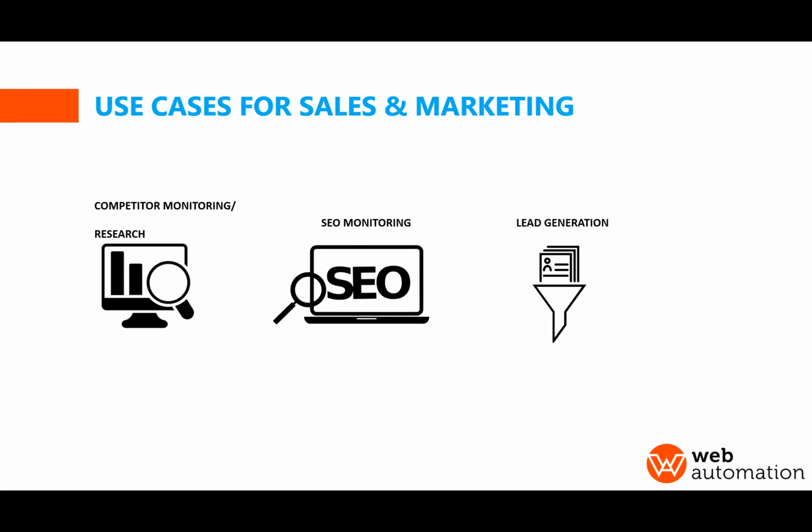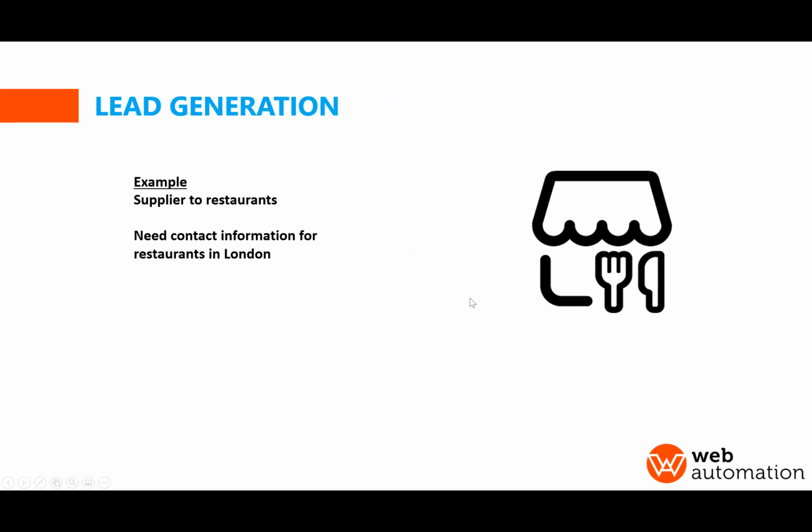And of course, lead generation, which is the primary use case for sales and marketing. So if you want to build up a list of contact information to run campaigns, to promote or sell your product, web scraping is the cheapest way to do lead generation. Now let's go through a use case. So I'm a supplier into restaurants in the UK region of London, and I obviously need contact information for different restaurants so I can promote my products to them.